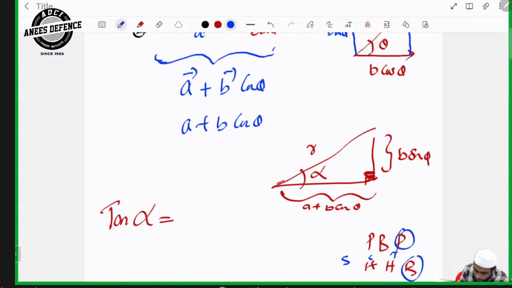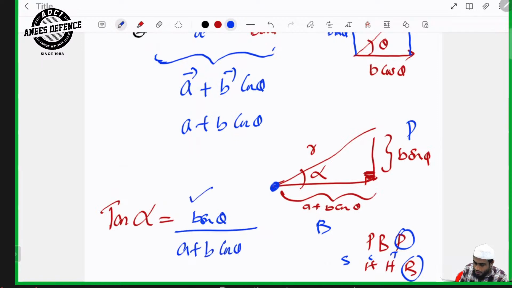Who is perpendicular? Now I am standing here, alpha is here, so I am standing here. Who is perpendicular? This is perpendicular. My base is this one. So perpendicular is B sin theta. Base is A plus B cos theta. You know B, you know theta, you know A.